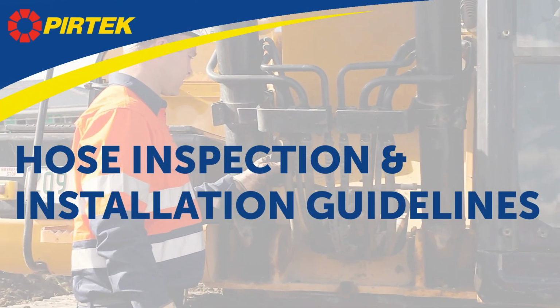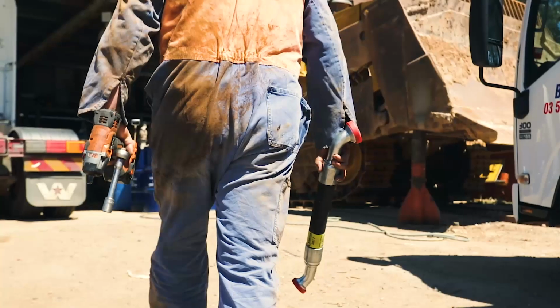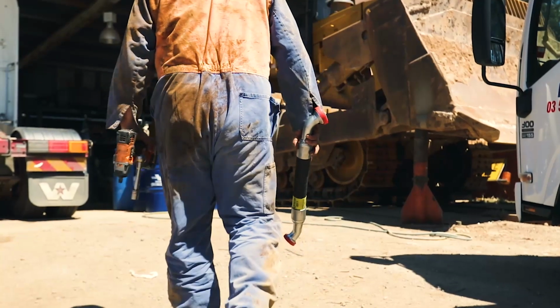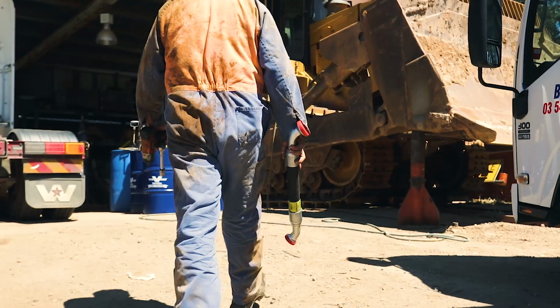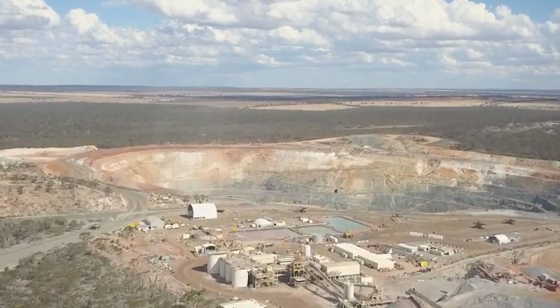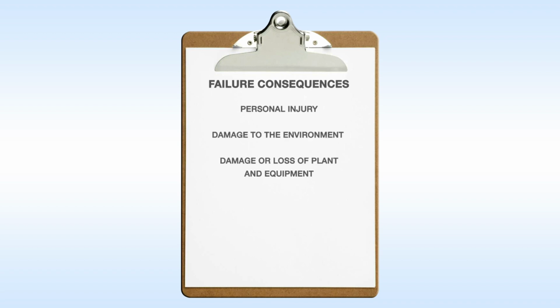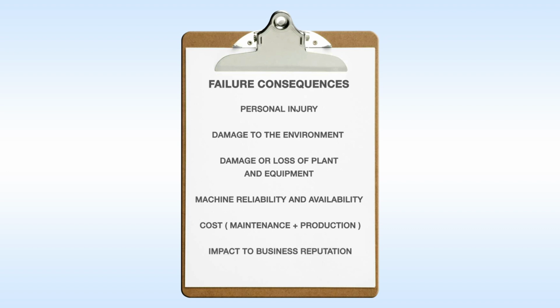In this session, we'll be discussing hydraulic hose failure modes and what we can do to reduce the incidence of hydraulic hose failure. Hydraulic hose inspections and maintenance are vital for equipment reliability and personal safety, with safety being everyone's prime concern and responsibility. The consequences of a hydraulic hose failure can include the following: personal injury, damage to the environment, damage or loss of plant and equipment, negative effect on machine reliability and availability, increased cost for maintenance and production, negative impact to business reputation.